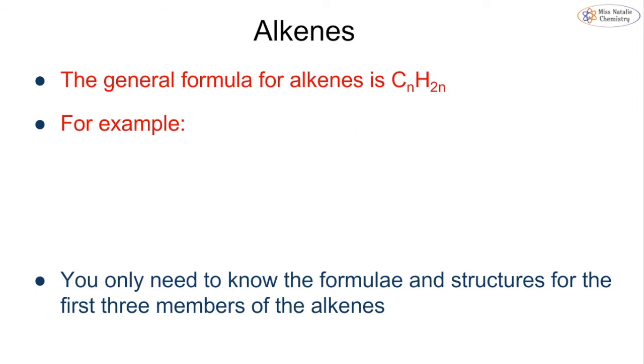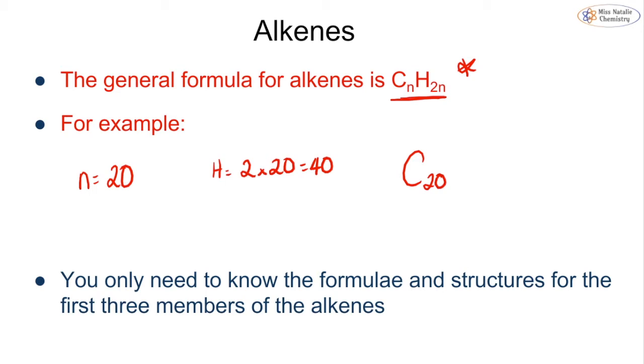So the alkenes have the general formula CnH2n, and as with the alkanes, we strongly recommend that you memorise this formula because it is a very common exam question. And you can then use this to determine the number of hydrogens in any compound if you know the number of carbons. So for example, if n is equal to 20 carbons, then we know that H is going to be equal to twice that number, which is 40, and we can then say that an alkene with 20 carbons is going to have a formula of C20H40.